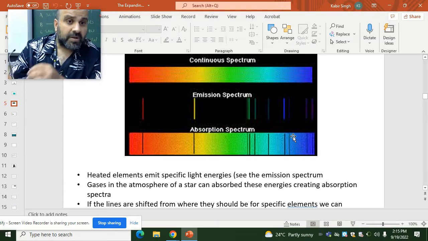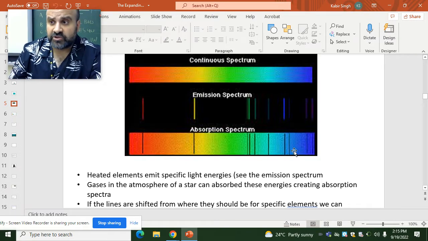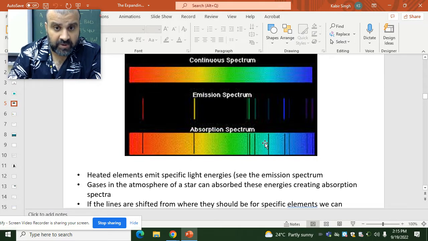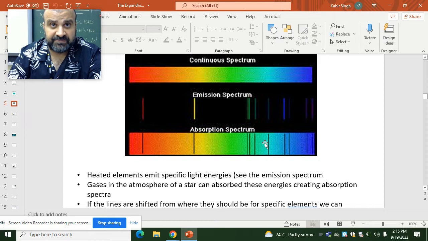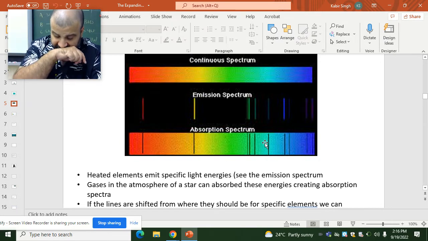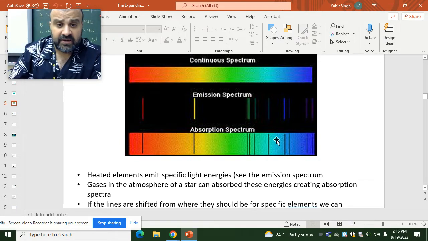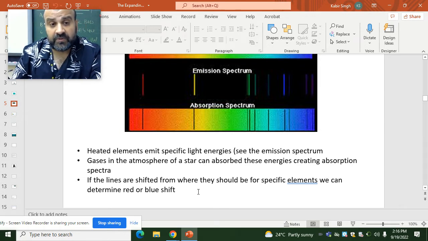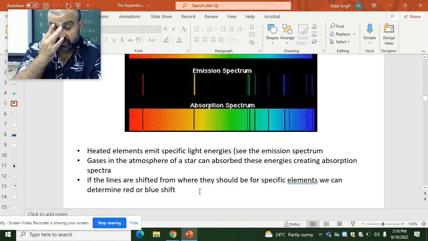We know what the absorption spectrum should be. Okay? So for each predicted element, we know what the spectrum should look like. But when we look out into deep space, when we analyze the light through spectroscopy, so we'd use a spectroscope to analyze the light, we see that the light is shifted. So if the lines are shifted from where they should be for specific elements, we can determine a red shift or a blue shift.